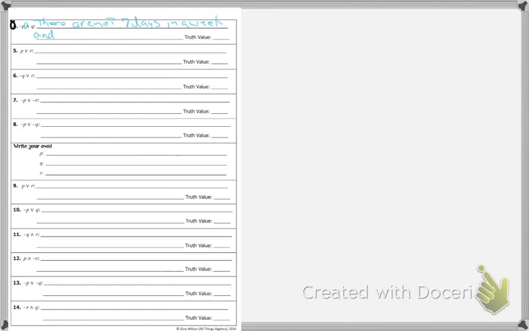Q is March has 30 days. Well, if we're using and, the requirement for and in a conjunction, both have to be true. Both are false. So this has a false truth value.